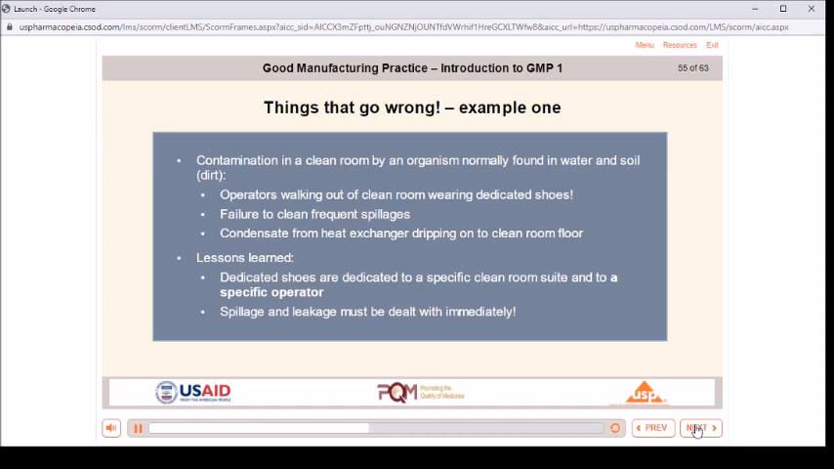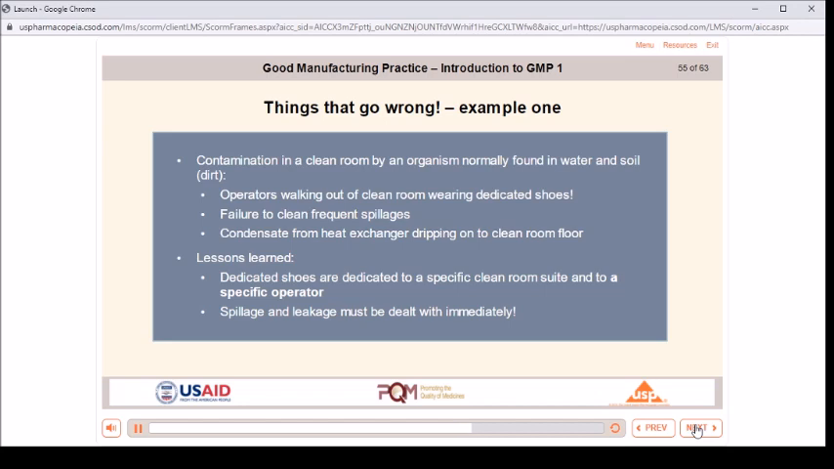Operators walking out of the clean room wearing their dedicated shoes and then walking back into the clean room without cleaning the shoes or putting on clean overshoes. B. Inadequate cleanup following frequent spillages. C. Inadequate and infrequent cleanup of condensate from a heat exchanger dripping onto the clean room floor.